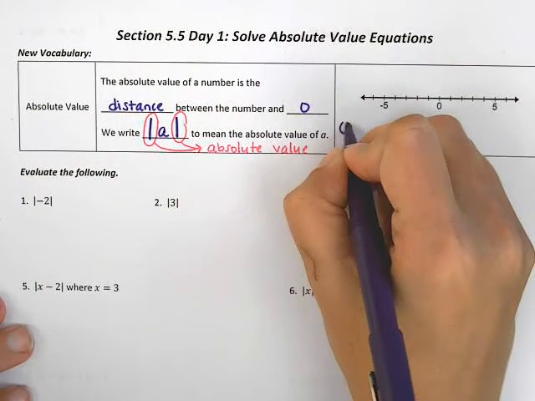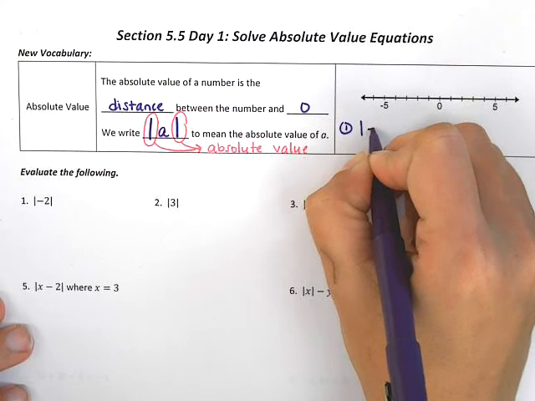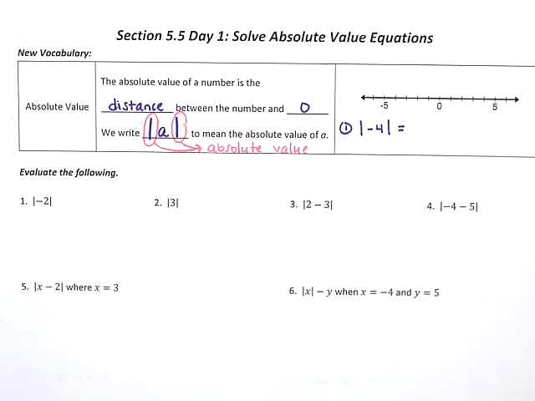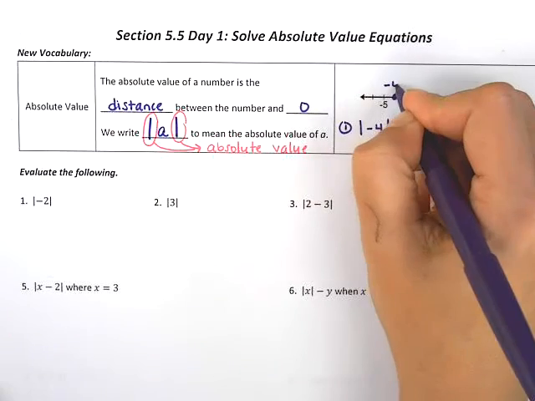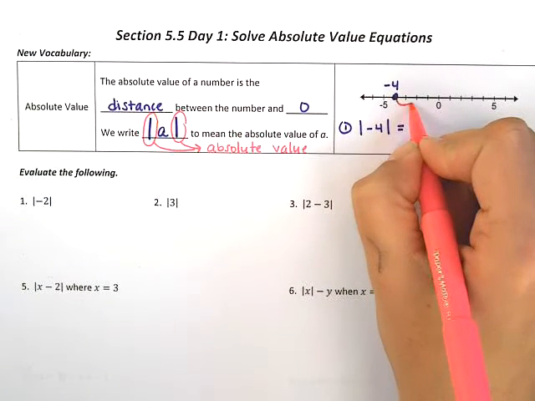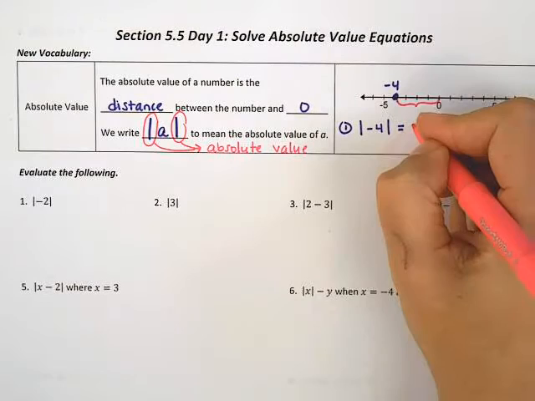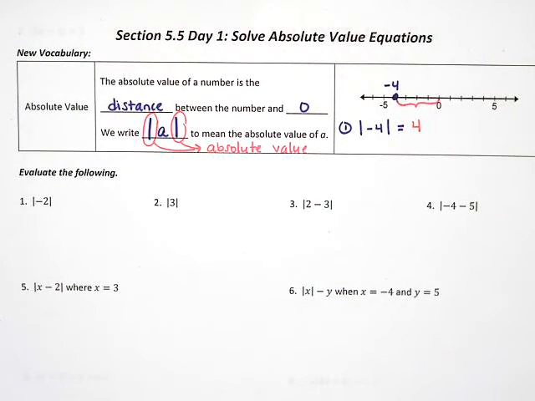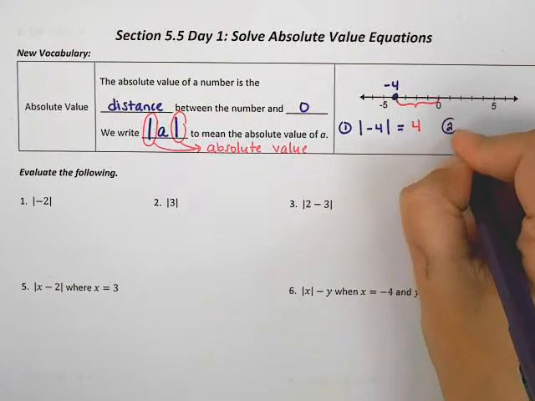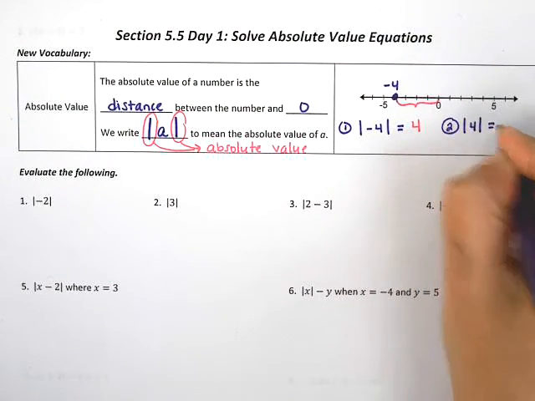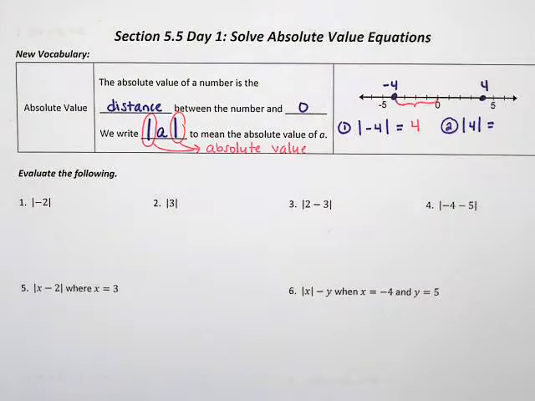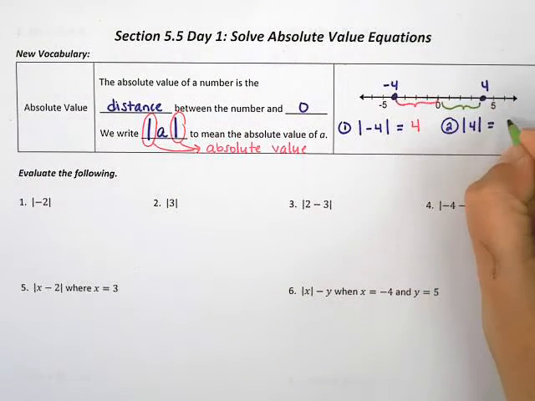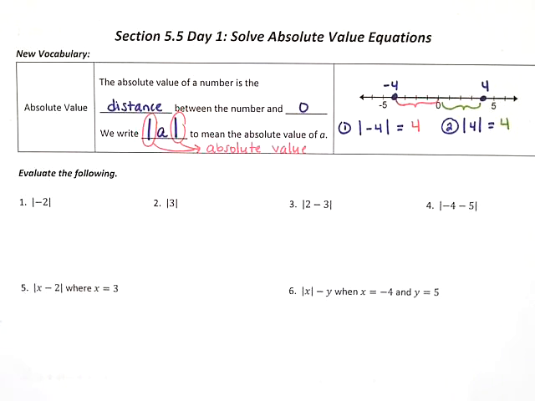Well, let's do two problems. First, let's find the absolute value of -4. What this means is how far away is the number -4 from the 0. So if I find the -4 on the number line, and then I count how many spaces are between the -4 and the 0, I get 4 spaces. Now, if I do a second problem here, and I do the absolute value of +4, on the number line, if I find the +4, and then I count how many spaces are between the 0 and the +4, I also get 4.